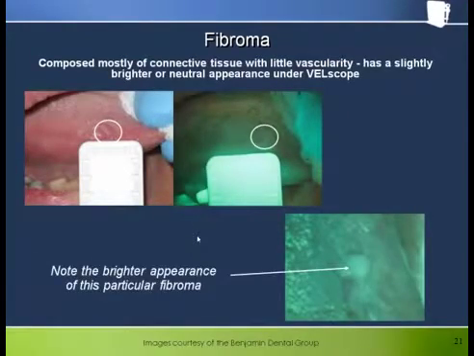Fibromas are an interesting application of some of the fundamental science lessons we learned earlier. They are comprised mainly of poorly vascularized connective tissue. The collagen in the connective tissue fluoresces strongly, and because of the lack of vascularity in the connective tissue of a fibroma, there is little blood absorption. Thus, we would expect fibromas to be neutral or slightly brighter in appearance, as is evidenced by the examples on this slide.